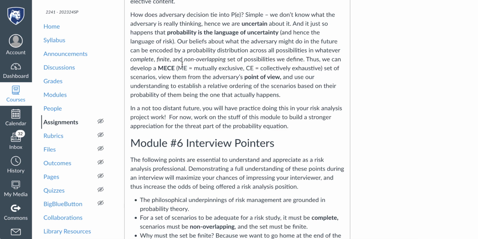Thus, we can develop a mutually exclusive, collectively exhaustive set of scenarios, view them from the adversary's point of view, and use our understanding to establish a relative ordering of the scenarios based on their probability of being the one that actually happens. So again, although this is very subjective, what we're trying to do so far is to bring some objective methodologies.